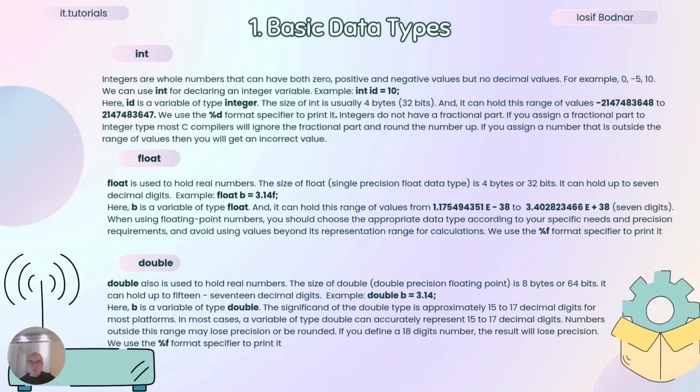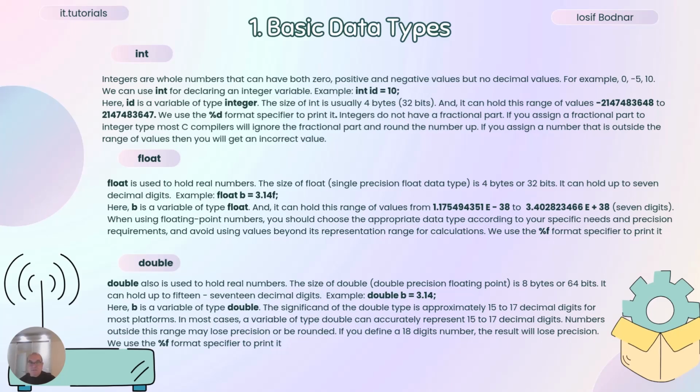So this is the keyword used for integers type, namely int. Integers are whole numbers that can have both 0, positive and negative values, but no decimal values. So here you have a few examples of whole numbers which this type int can hold: 0, -5, 10, and so on. We can use int for declaring an integer variable. Here you have an example. Here, id is a variable of type integer. We use this keyword int to declare an integer type. And here you can see the value is a whole number used to assign this variable id.